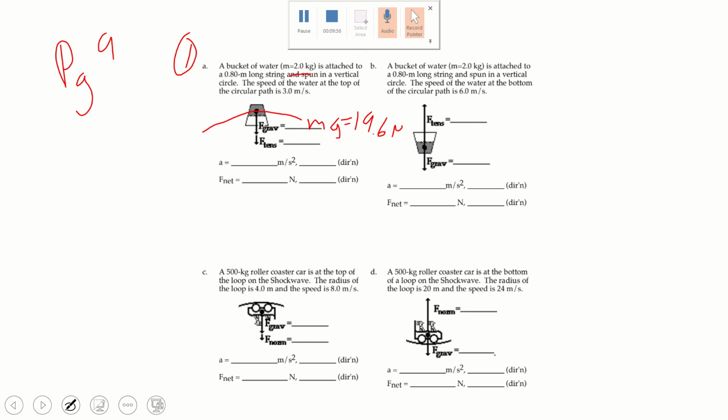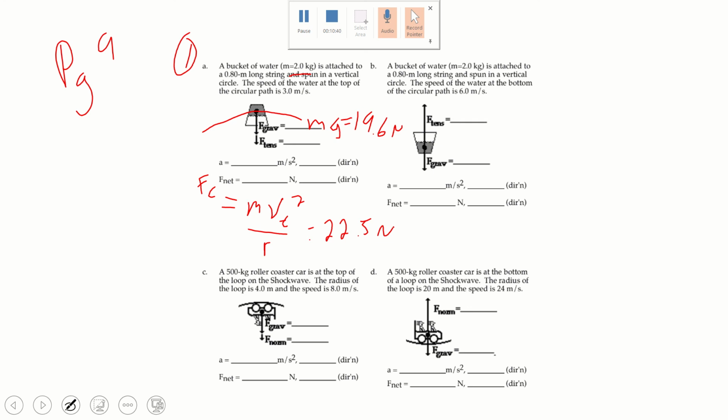Then if we move down here to F net, that is the net centripetal force. The easiest way to explain it, that means the same thing as the centripetal force. So the net force needs to be the centripetal force. So centripetal force, we have an equation for mvt squared over r. m is 2, vt is 3. We square that, that's 9. So we wind up with 18 divided by 0.8, which gives us a centripetal force of 22.5 newtons.